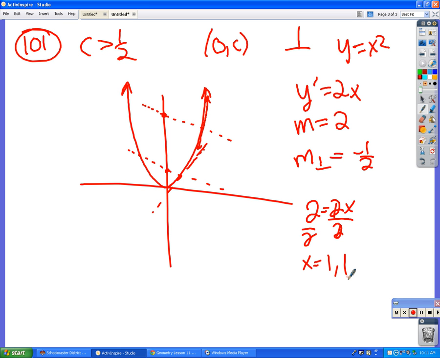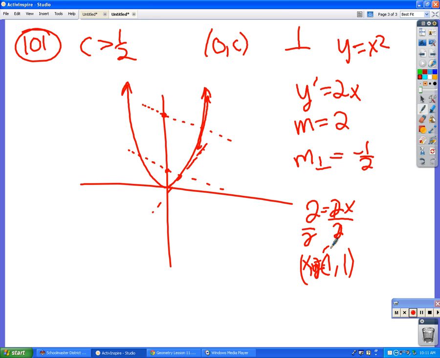So at the point (1, 1), the parabola has a slope of 2, right? So that means that a normal line does in fact have a slope of -1/2, okay? But what's the y-intercept of that line?